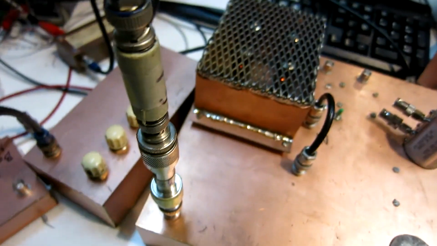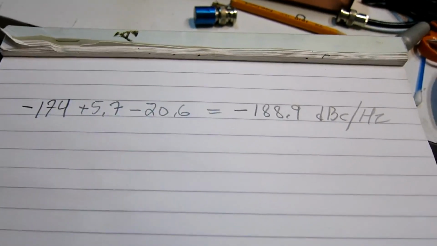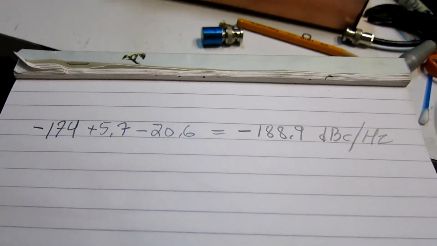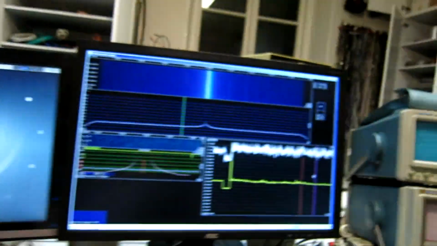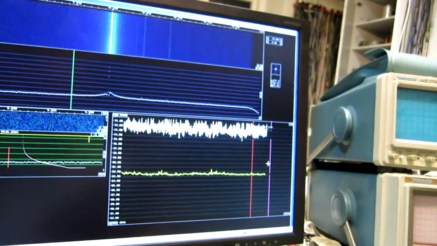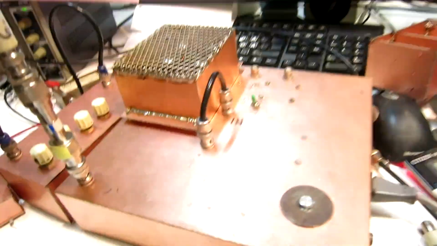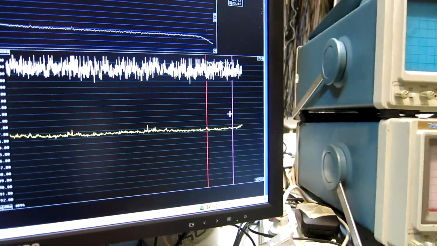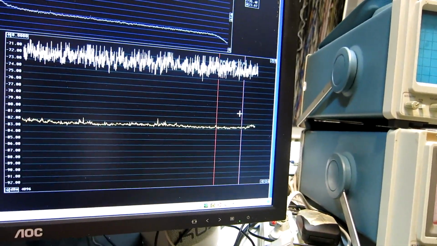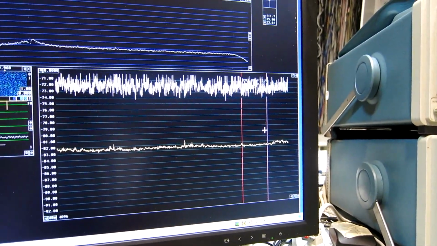That is with the 2 6 dB attenuators and into the spectrum analyzer. That comes out as minus 188.9 dBc per hertz. What I have is some sideband noise caused by something inside this amplifier, and it isn't quite stable. I can see from the noise measurement here it doesn't have the white noise characteristics.